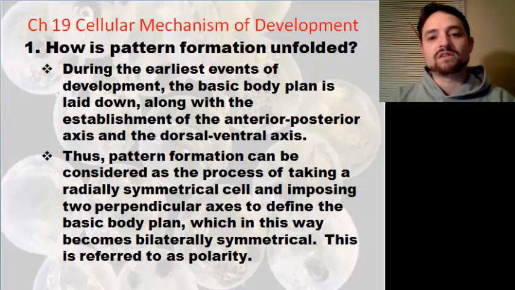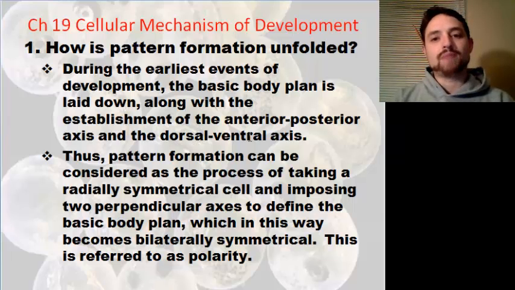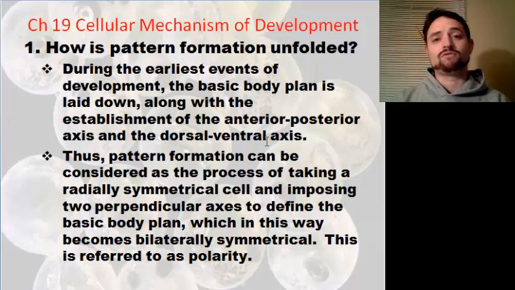During the earliest events of development, the basic body plan is laid down, along with the establishment of the anterior-posterior axis and the dorsal-ventral axis. Most of the time, anterior would be the head, posterior would be the tail, dorsal would be the back, and ventral would be the belly, depending on how the organism is established, whether it walks on 2 legs like us, whether it walks on 4 legs, and so on. So try to establish what those mean as you're looking at that organism.